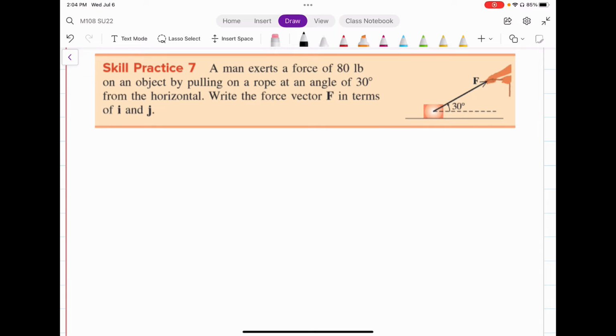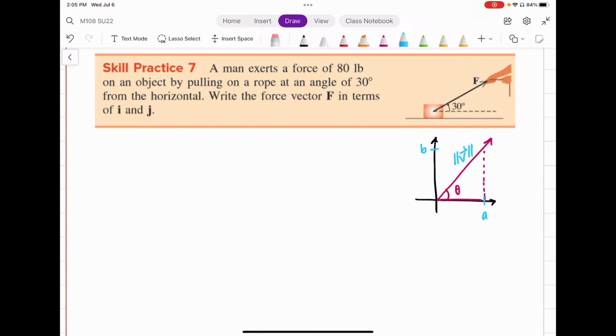Getting into applications using force vectors, a man exerts a force of 80 pounds on an object by pulling on a rope at an angle of 30 degrees from the horizontal. Write the force vector F in terms of i and j. Remembering our drawing, where you've got some angle measure and some vector, where your vector has a magnitude of v. Let's call this point A, and we'll call this point B.